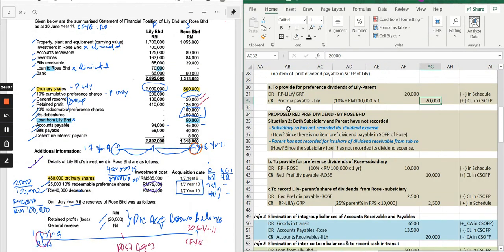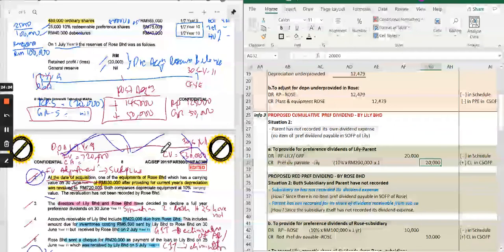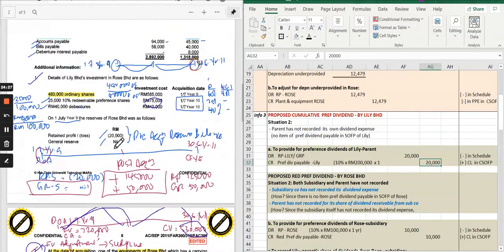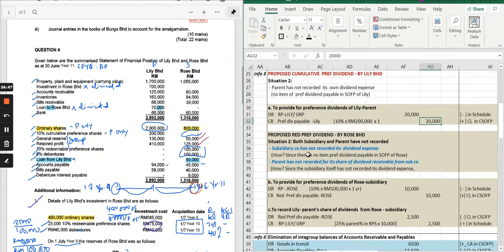The second one is the dividend being proposed by Rose, right? If you look at the dividend proposed by Rose, where subsidiary and parent have not recorded, Rose is the subsidiary company. So when Rose declares dividend on the redeemable preference shares, because Rose does not have any cumulative preference shares, Rose just has the 10% redeemable preference shares. Don't get confused with the percentage or the rate here, because this reflects the different types of shares. So 100,000. So Rose will have to record.